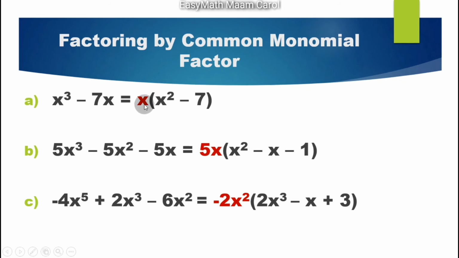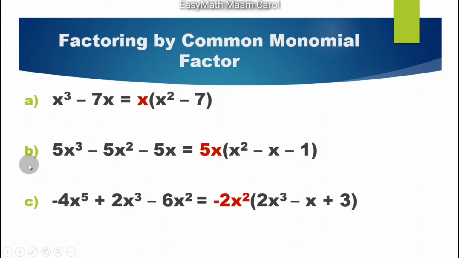So after finding the common monomial factor, we divide each term by x. So x cubed divided by x is x squared. And then minus 7x divided by x is 7. So the factored form of x cubed minus 7x is equal to x times the quantity x squared minus 7.